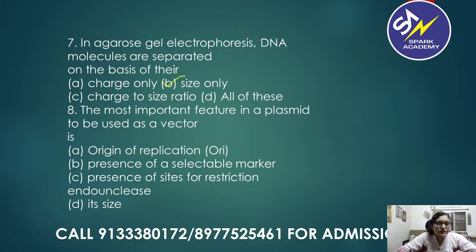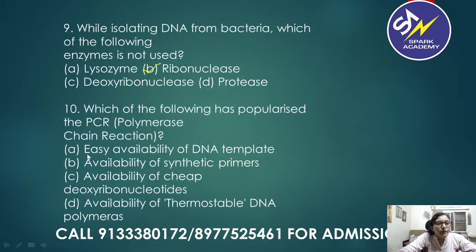Then, the most important feature in a plasmid to be used as a vector: origin of replication, presence of selectable marker, presence of a site for restriction endonuclease, or its size. Which is the most important feature of a plasmid that is required? It is the origin of replication. All these things are required, B and C also, but the most important is ORI.